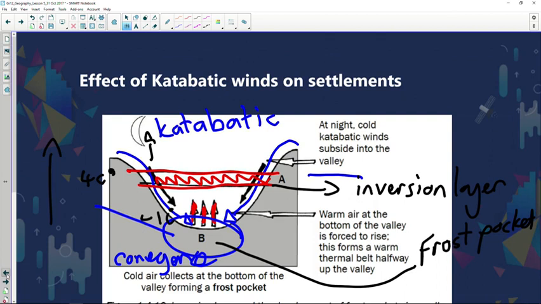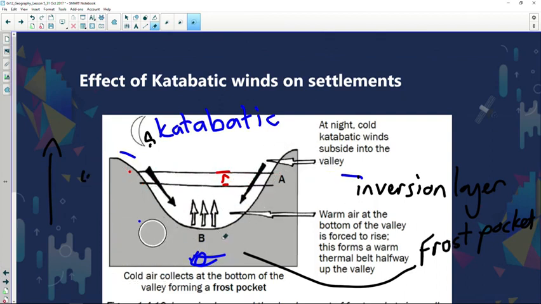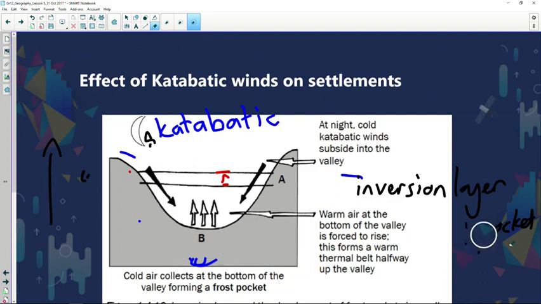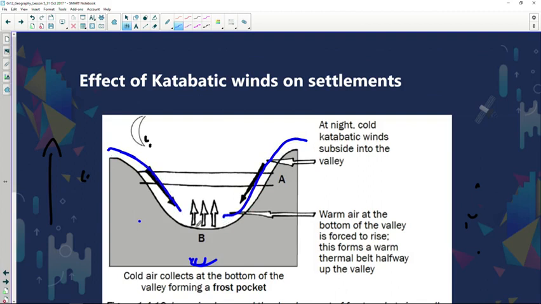If we look at the valley inversion, I would like to repeat this process over here. It happens during night time when temperature drops, and the air from the surrounding areas sinks to the bottom of the valley floor.